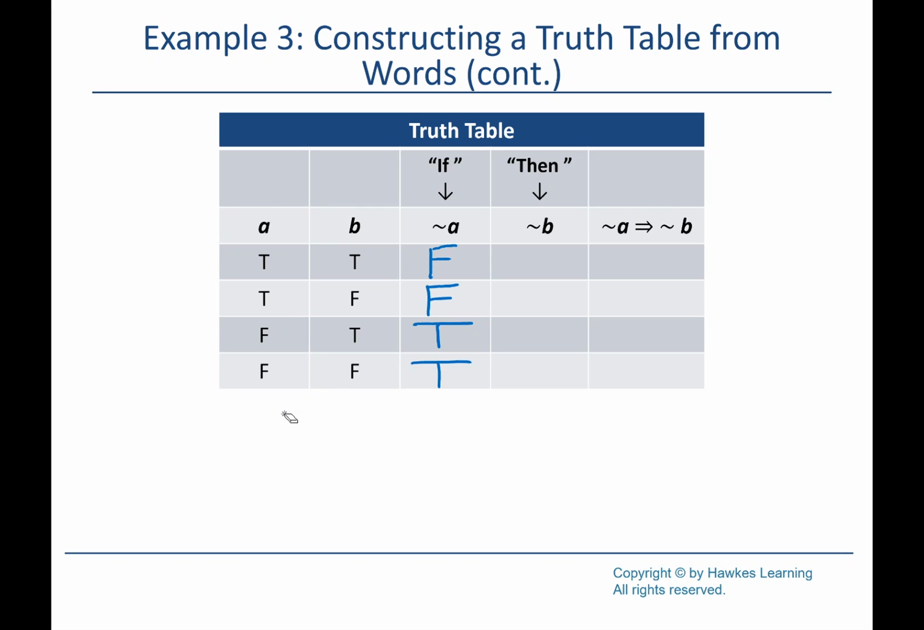The next column I need is the not B column, so I'm just going to look at column B. And then we're going to take the opposite of it. So true turns to false. False turns to true. True turns to false. False turns to true.